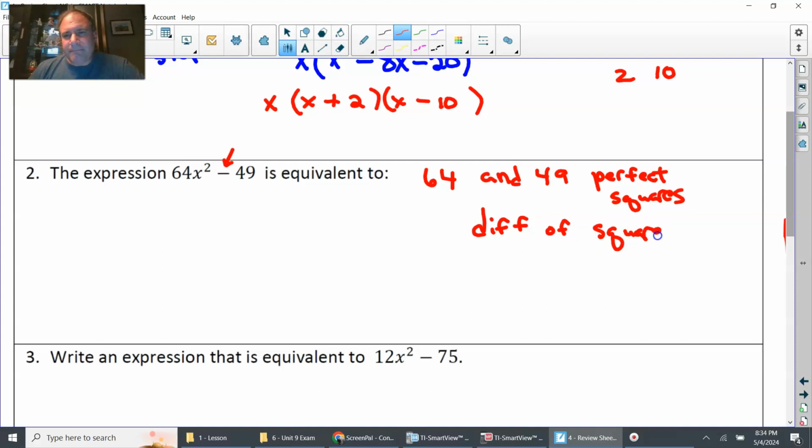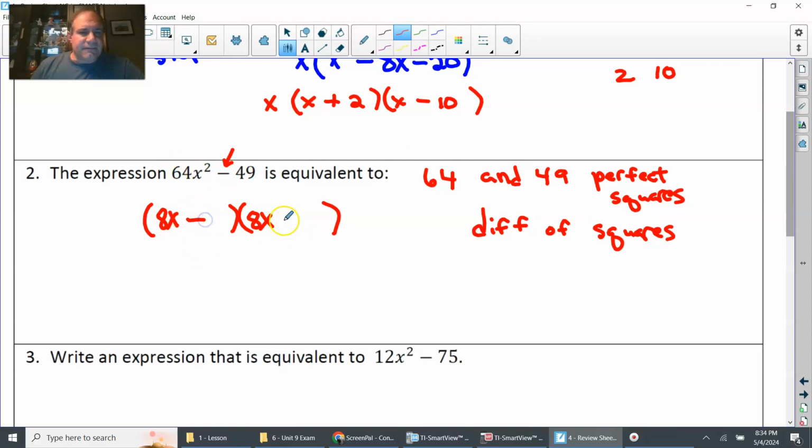Right off the bat, the difference of squares. Let me get that out of there. So that means I set up two binomials. What times what equals 64? That's 8x and 8x, because 8x times 8x equals 64x squared.